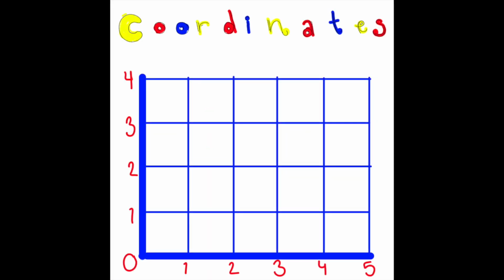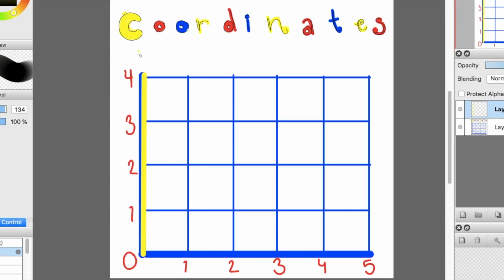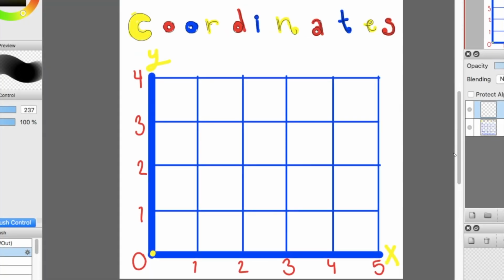A coordinate plane is formed by the connection or intersection of two main lines. These lines are known as axes, and there are two. The vertical line is the y-axis, and the horizontal line is the x-axis. These lines are perpendicular and intersect at the origin point, which is coordinate 0, 0.